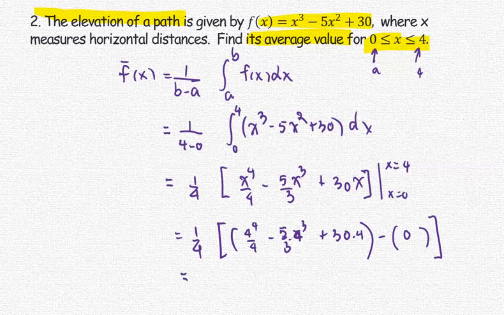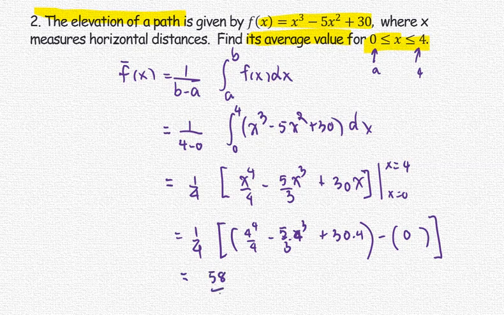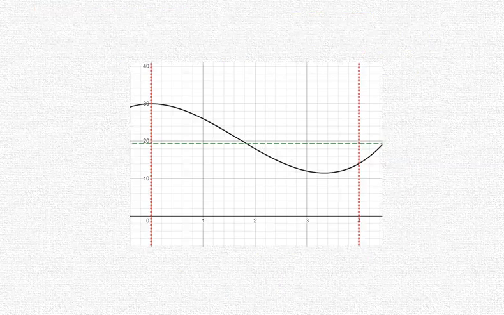Then we simplify the numbers and get the answer as 58 divided by 3, or about 19.3 repeating. For this problem, that means the average function value is 19.3, and we can represent it with the graph.